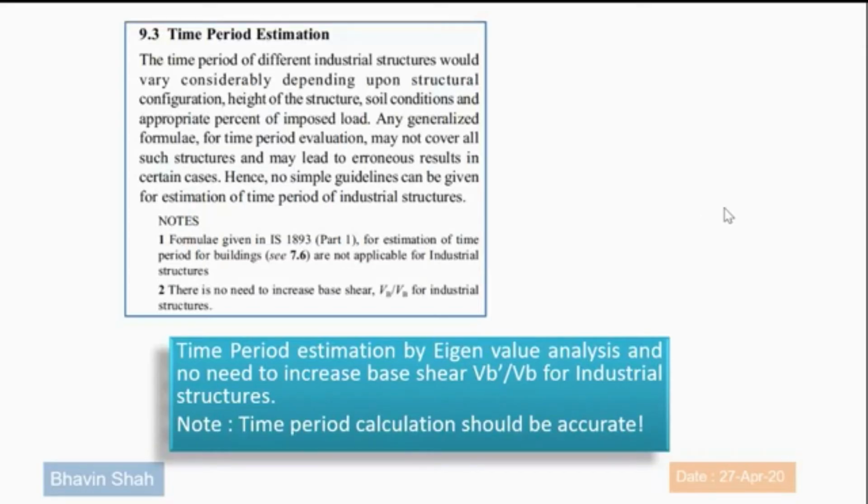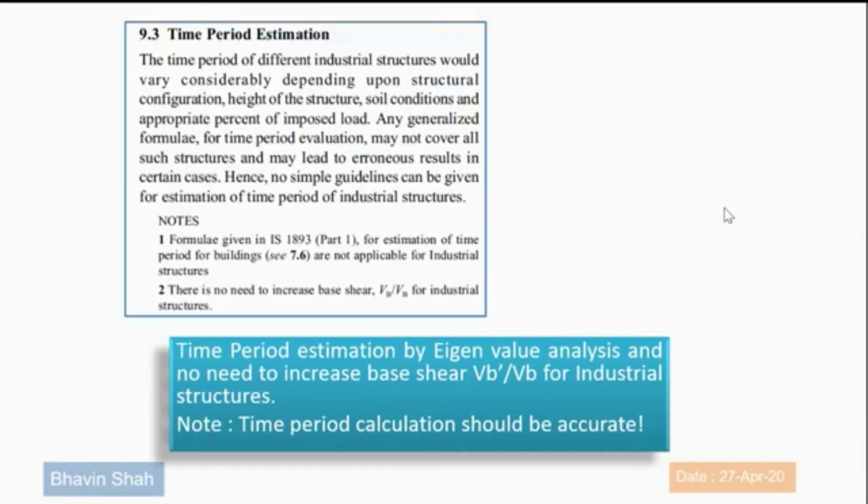When we talk about clause number 9.3, it is talking about time period estimation. It is said in this clause that the formula which is given in IS 1893 part 1 for estimation of the time period of buildings is not applicable for industrial structures. Let's go ahead. What is said in this clause is that whatever time period we get from the computer model shall be considered for estimation of the earthquake forces.